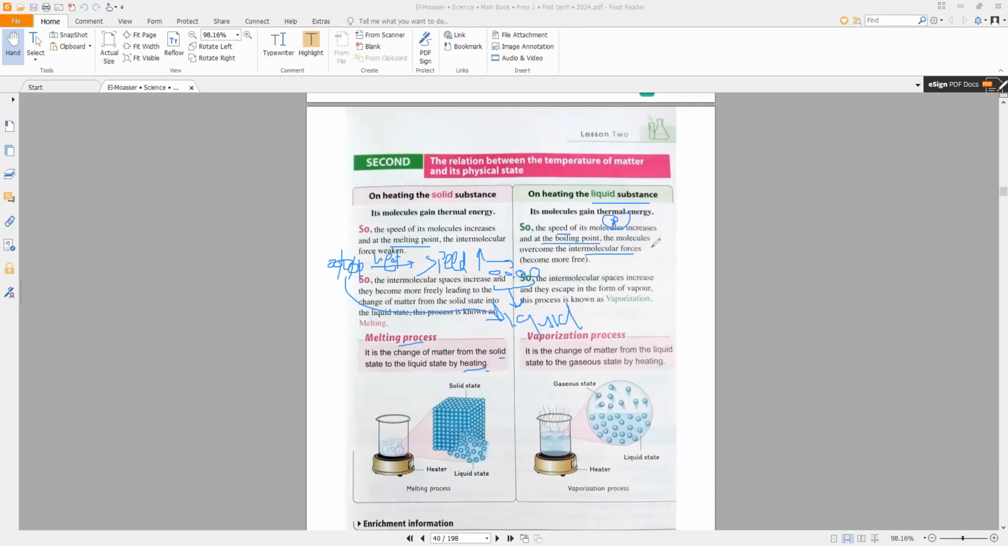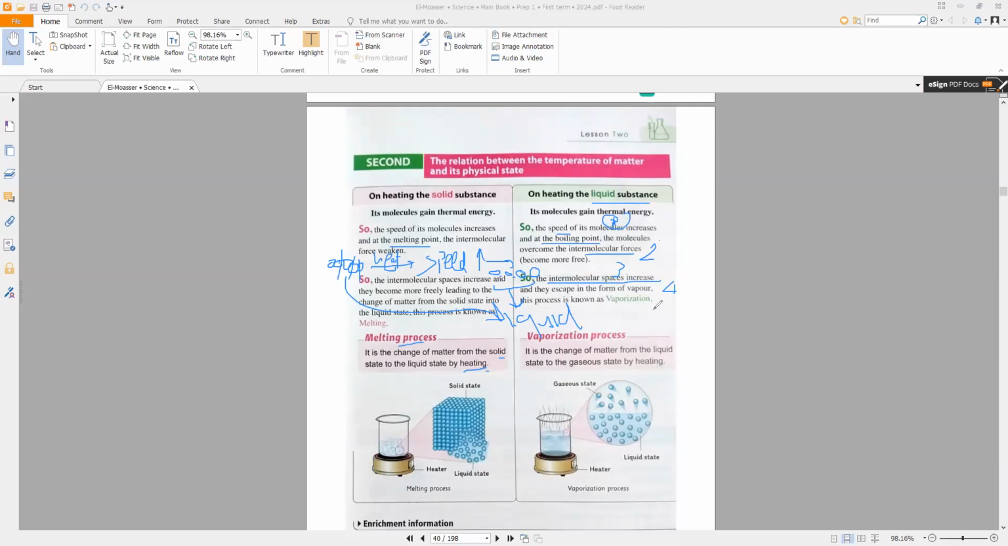Number two, the intermolecular forces will weaken. Number three, the intermolecular spaces will increase, and they will escape. They become more free. So number four, it will change from liquid molecules to gas molecules.